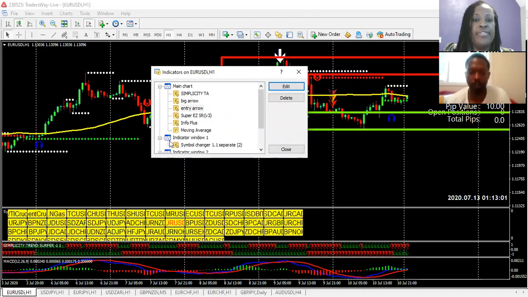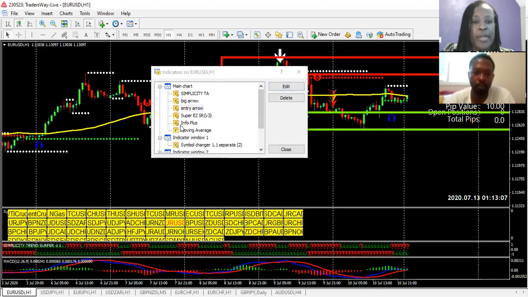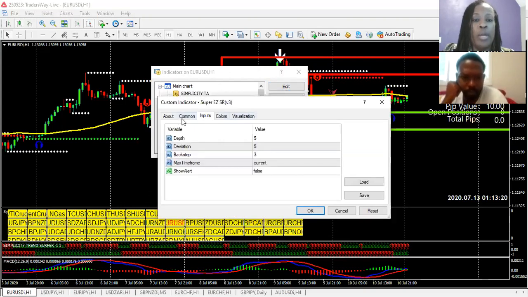Then I add, and these things may be going up because the market is open now, but then I also add the support and resistance, right? For the support and resistance, we want to make sure that when on inputs, that is set to current. Everything else goes the same. Keep all that, just set it to current.